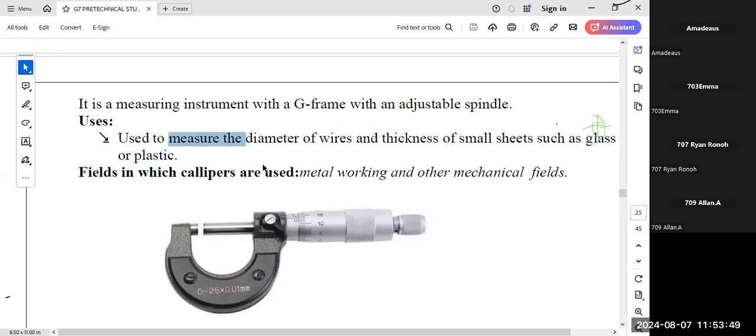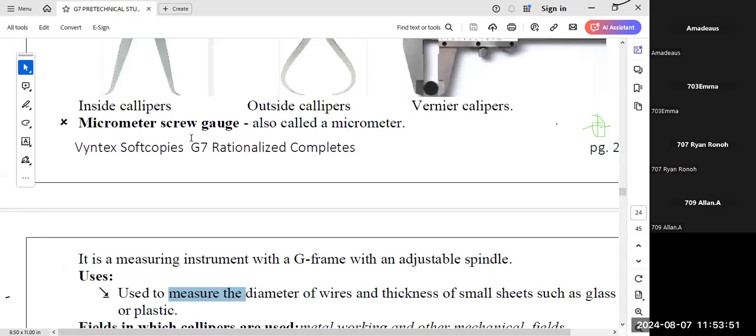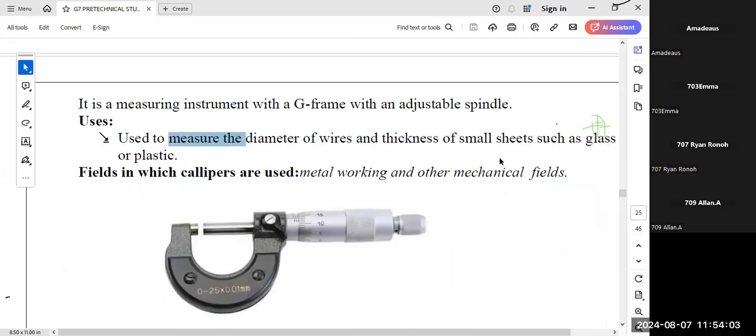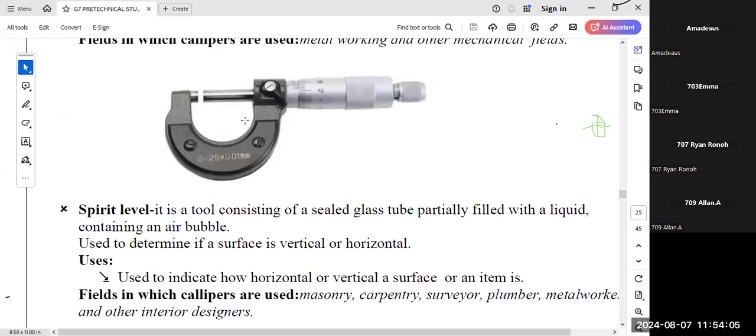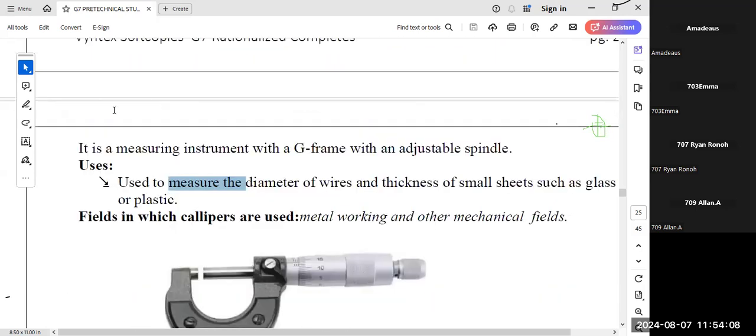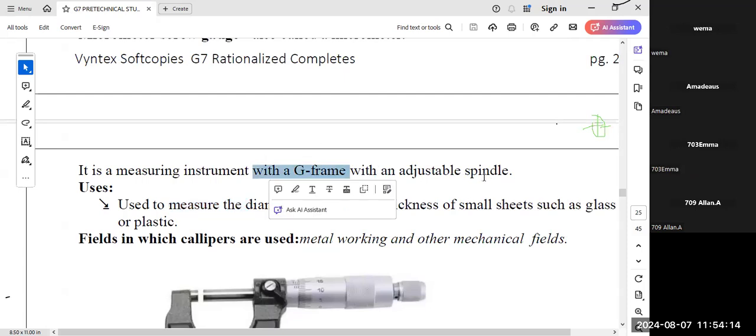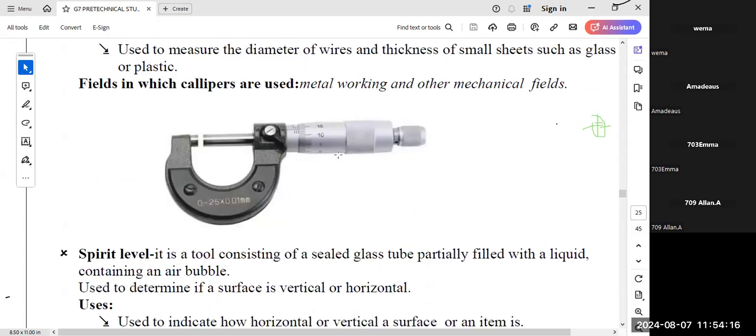So the difference between the micrometer screw gauge, what we call the micrometer, and the calipers is that the calipers have two adjustable jaws, while the micrometer screw gauge has a G frame with an adjustable spindle. Now, this is the micrometer.